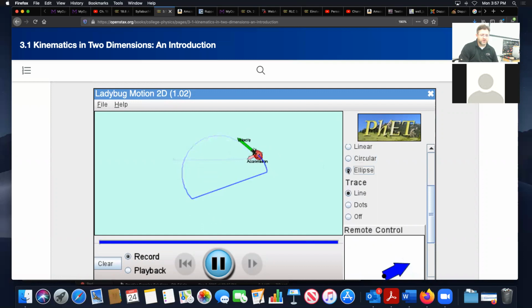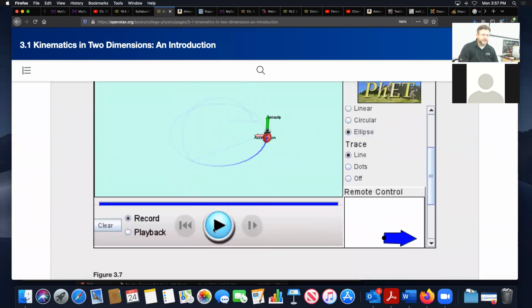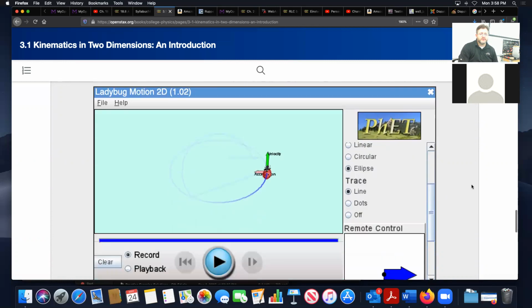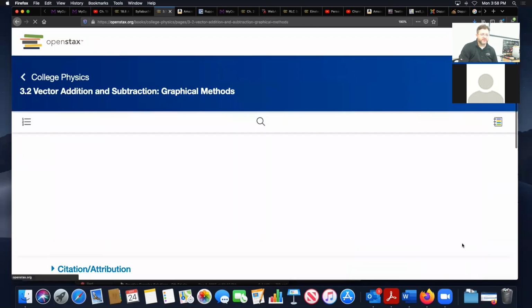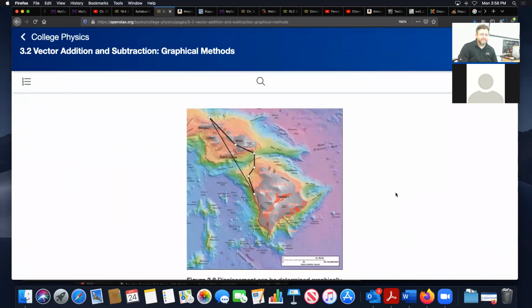Elliptical motion, which is more realistic for planets and things, where the acceleration is changing all the time. Even the velocity changes a bit. Well, this is actually a constant velocity one now. I'm looking at it. But anyway, it just gives you an idea of some vectors in 2 dimensions, how they can change and rotate and other things. I actually find that one more useful when we get into circular motion.